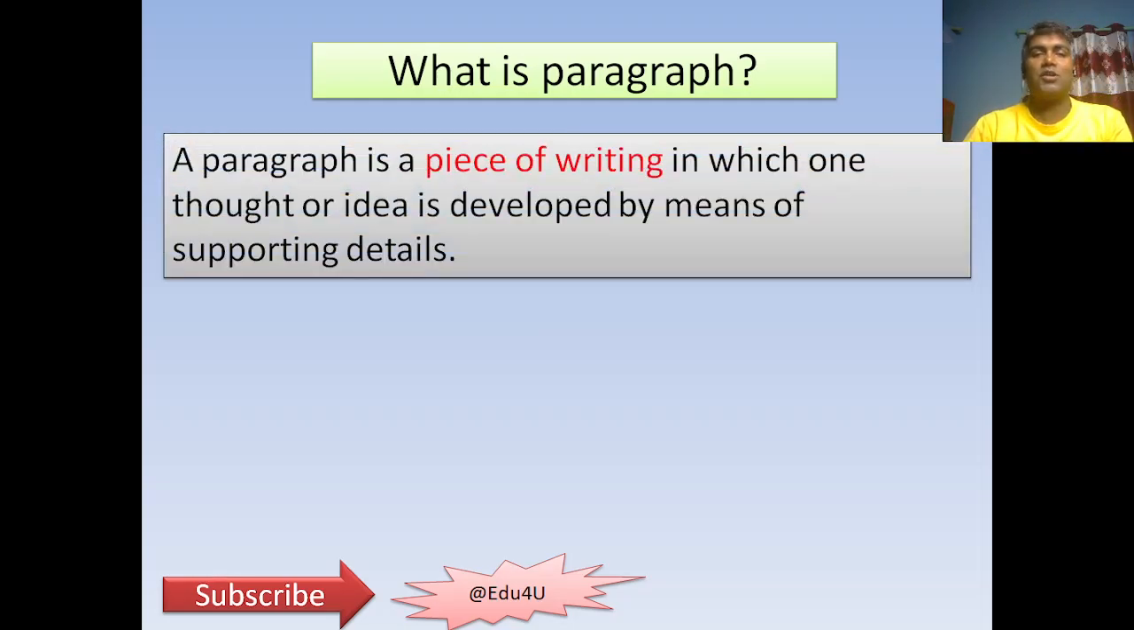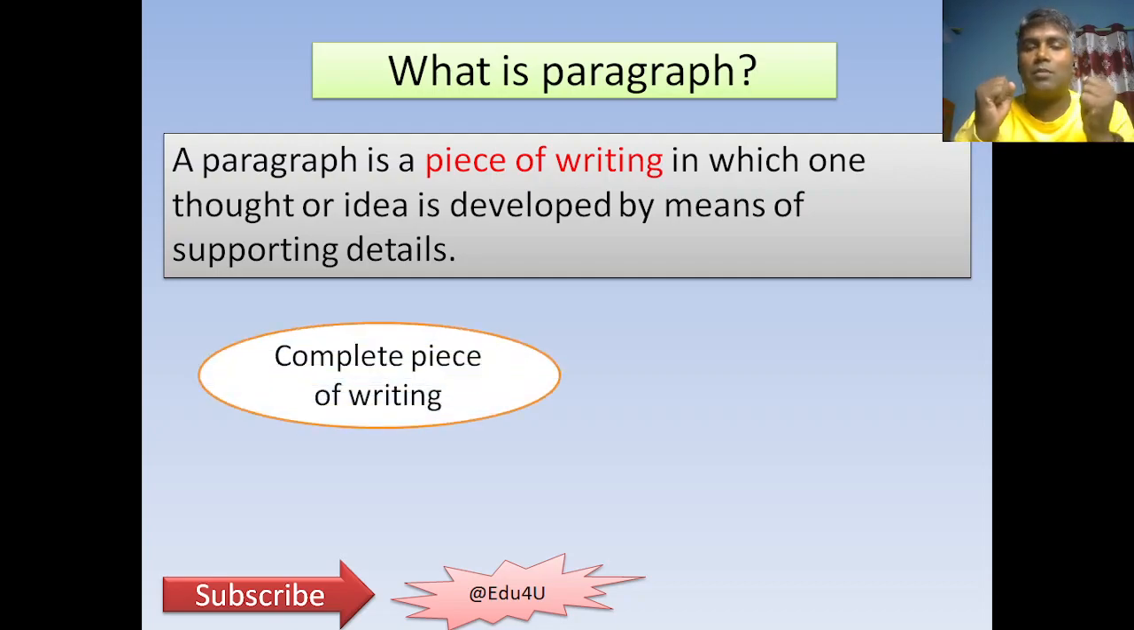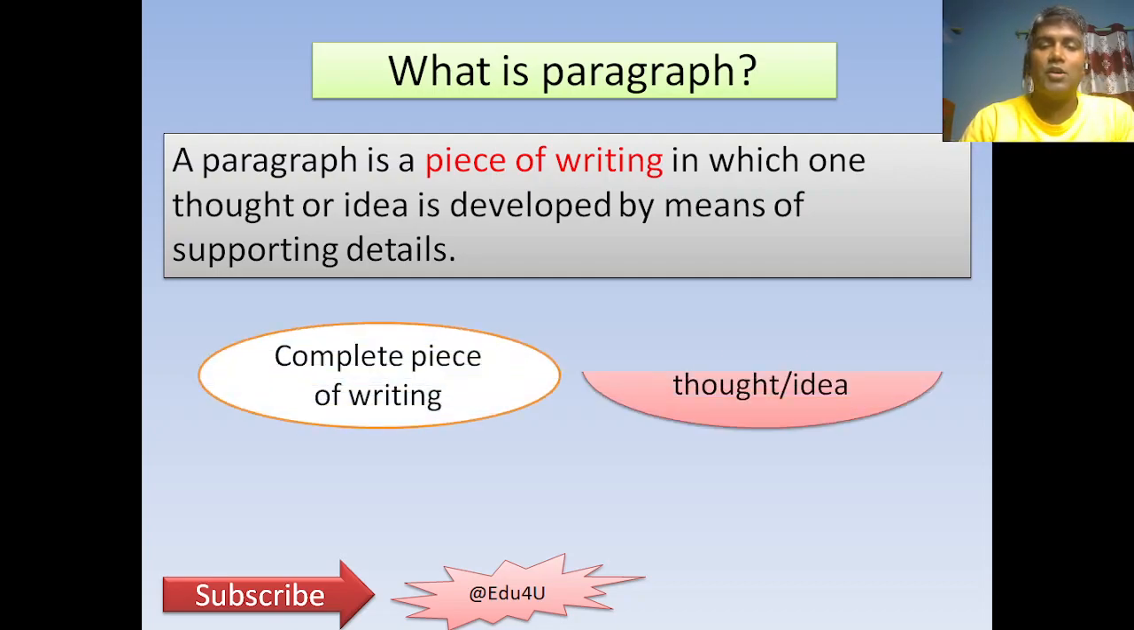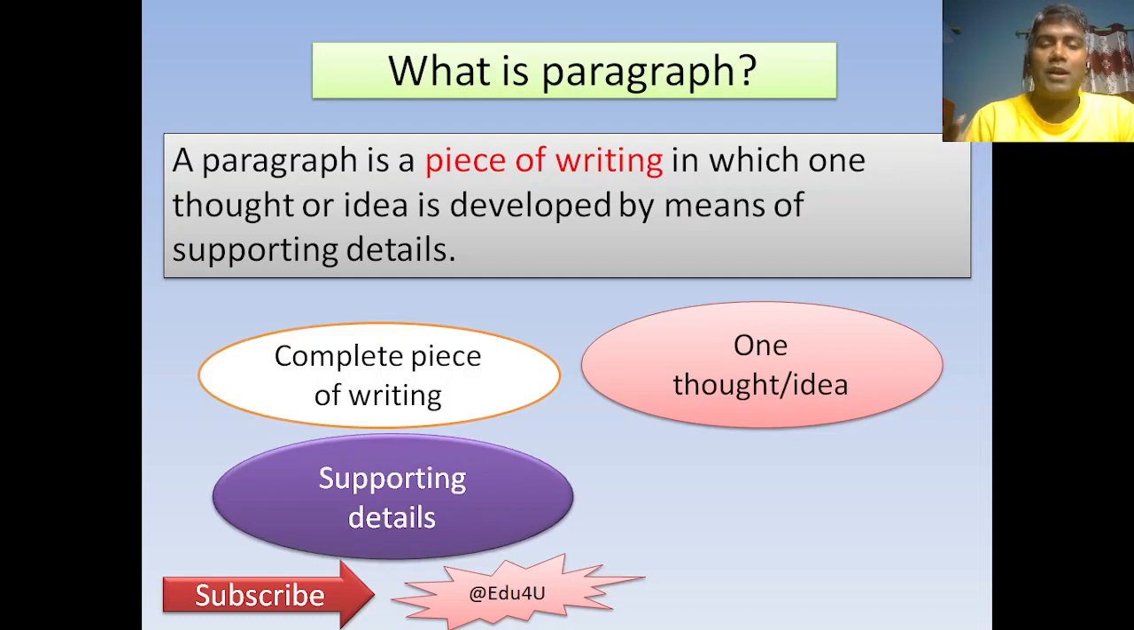Well, let's see the definition: a paragraph is a piece of writing in which one thought or idea is developed by means of supporting details. So, in a paragraph, we must have a complete piece of writing and we must have one thought or one idea, and that thought or idea would be supported by some details. So, three things we must have in a paragraph.